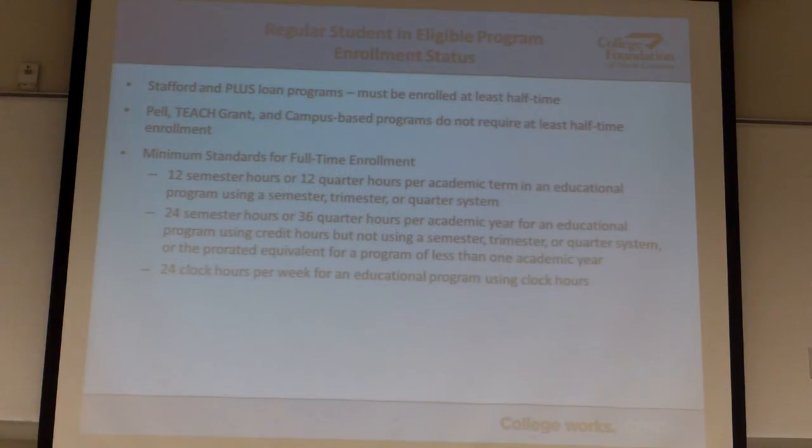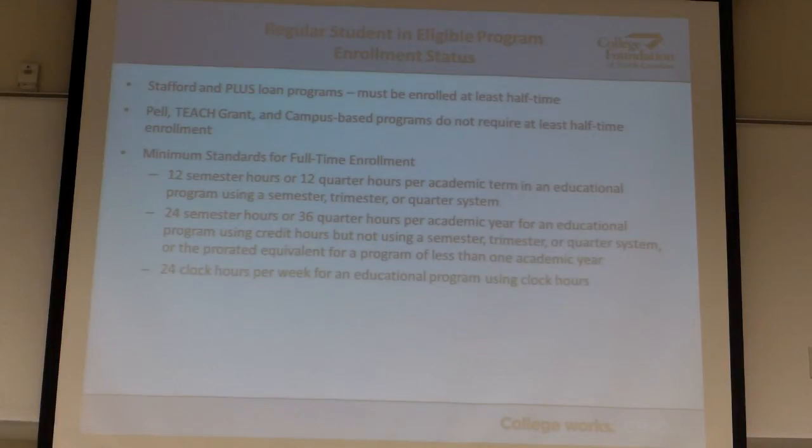So first we went over the program-specific requirements, the student-specific requirements, and now the enrollment status-specific requirements. Some programs have a certain enrollment status for the minimum level. The Stafford and Plus loans have a minimum enrollment status of half-time. And half-time would be half of full-time. That's one easy way of thinking what half-time is. Below our minimum standards for full-time enrollment, but it's good to notice that Pell, Teach-Grant, and campus-based programs do not have that half-time minimum requirement.